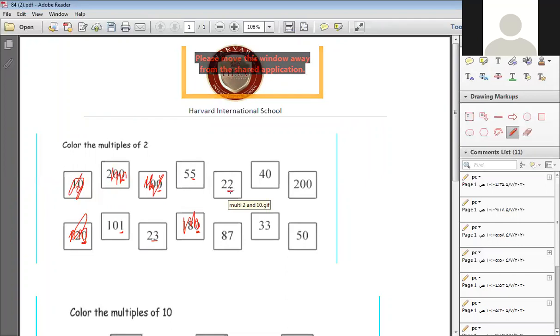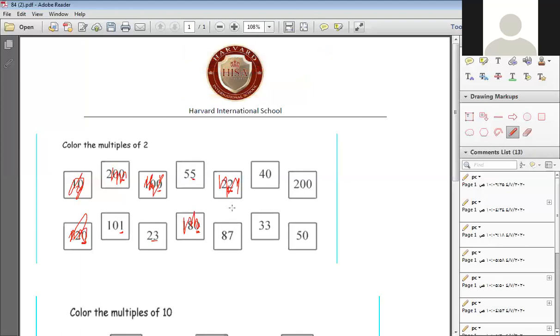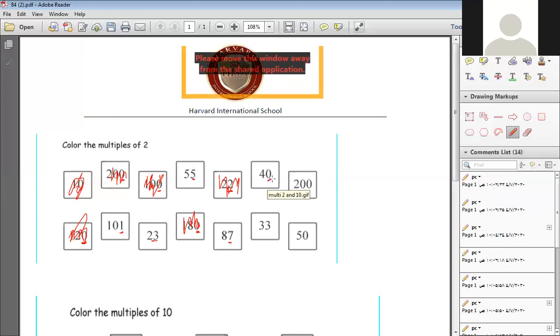What about the 22? 22 ends with a 2. 2 is an even number, so it will be a multiple of 2. What about 87? 7 is odd, right? So it will not be a multiple of 2. What about 40? Ends with a 0. The 0 is even or odd? Yes, the 0 is even, so I will color it. It will be with me as a multiple of 2.